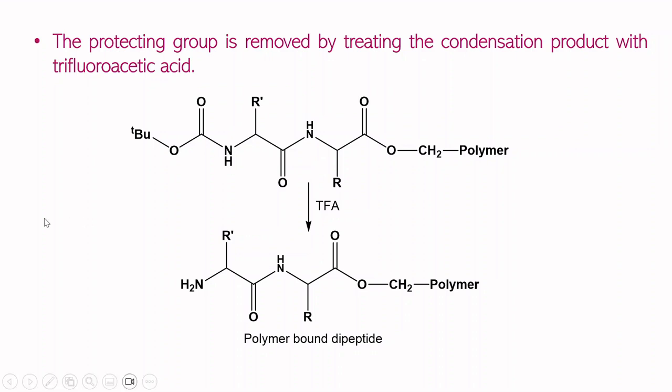In the next step, this type of peptide bond construction is continued, and the tertiary butoxycarbonyl protection of the amino group has to be removed. That is removed using TFA, trifluoroacetic acid. It removes the tertiary butoxy formyl part, and NH2 is freed. So we will get a polymer bound dipeptide.